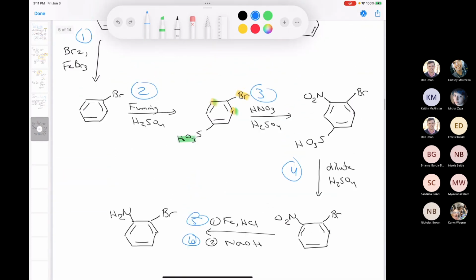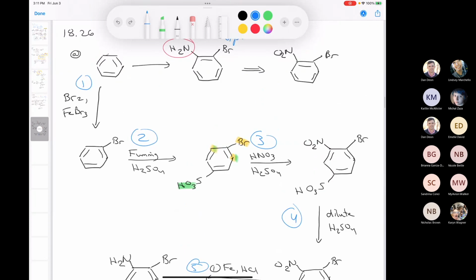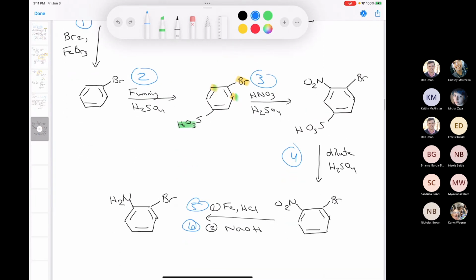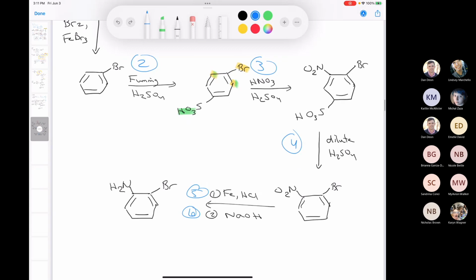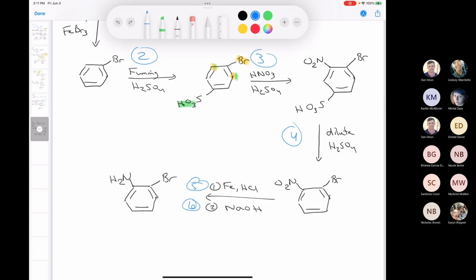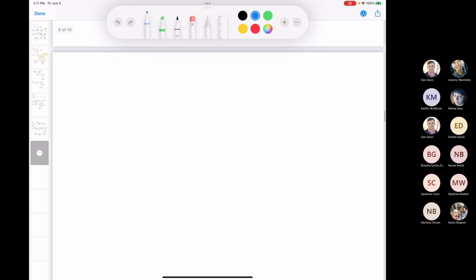And that's a 6-step synthesis, my friends. Bromination, sulfonation, nitration, removal of the blocking group, so desulfonation, and then reduction and then a basic workup. 6 steps. Let's try another one. Let's see here. So same question.